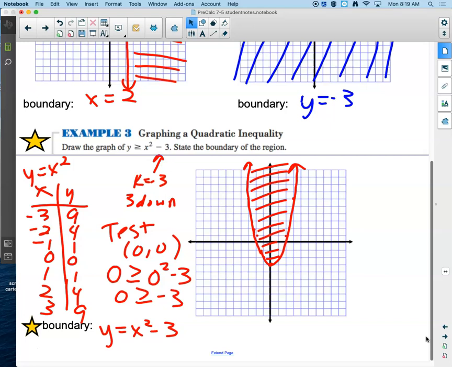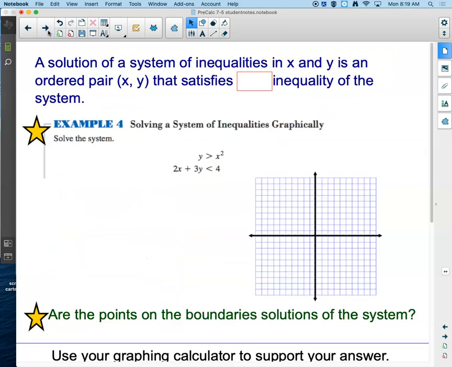So now, a solution of a system of inequalities in x and y is our objective for today. And the ordered pair (x, y) has to satisfy each, or you could say all, of the inequalities in the system. Has to work for both. The good news for us is, by doing this graphing and shading, we are seeing where the solutions are. So we know that wherever the overlap is of our colors, that's where the solutions to both of them will be.